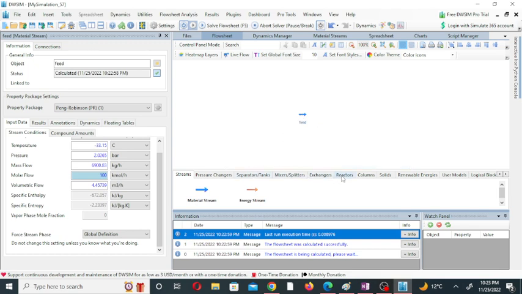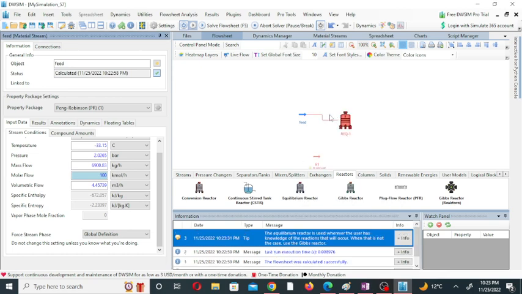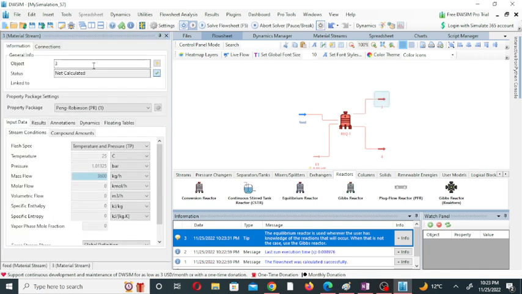Now we will go to the reactor. In the reactor we will go to the equilibrium reactor. So drag the equilibrium reactor. This is the equilibrium reactor, and this is the top product. So in the top there are gases.